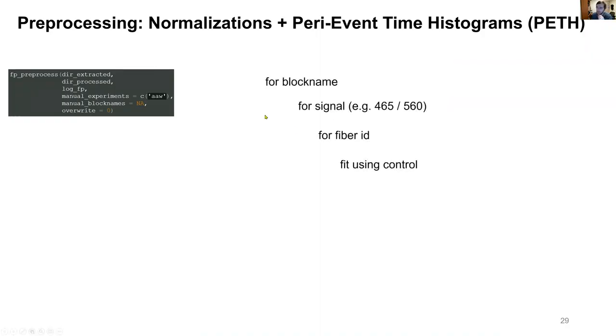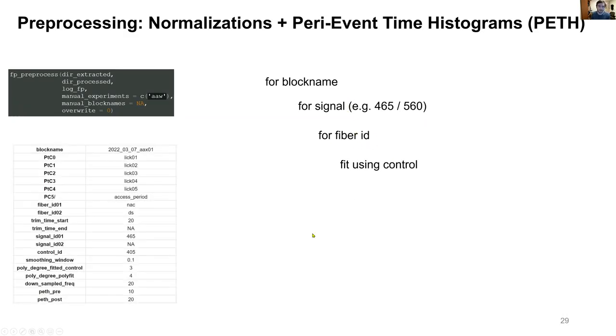And how does it loop across your files? It loops for each signal within your data set. For my data, I'm recording both GCaMP and jRCaMP1b, so two different signals. It goes through and performs everything on each of those signals independently, so that they can be fitted to the control on their own. Then it does it for each fiber that you have, and then it goes through each block name after that. Again, that's all specified here within your data log.